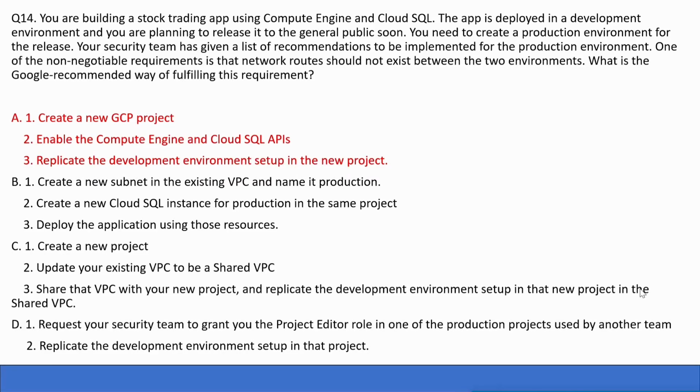The main goal of VPC is a virtual private cloud. We have to isolate the environments, but creating a shared VPC will allow entities in both the VPCs to communicate with each other as if they were in the same VPC. So this is not the best practice. So option C is incorrect. Now let's take a look at option D.